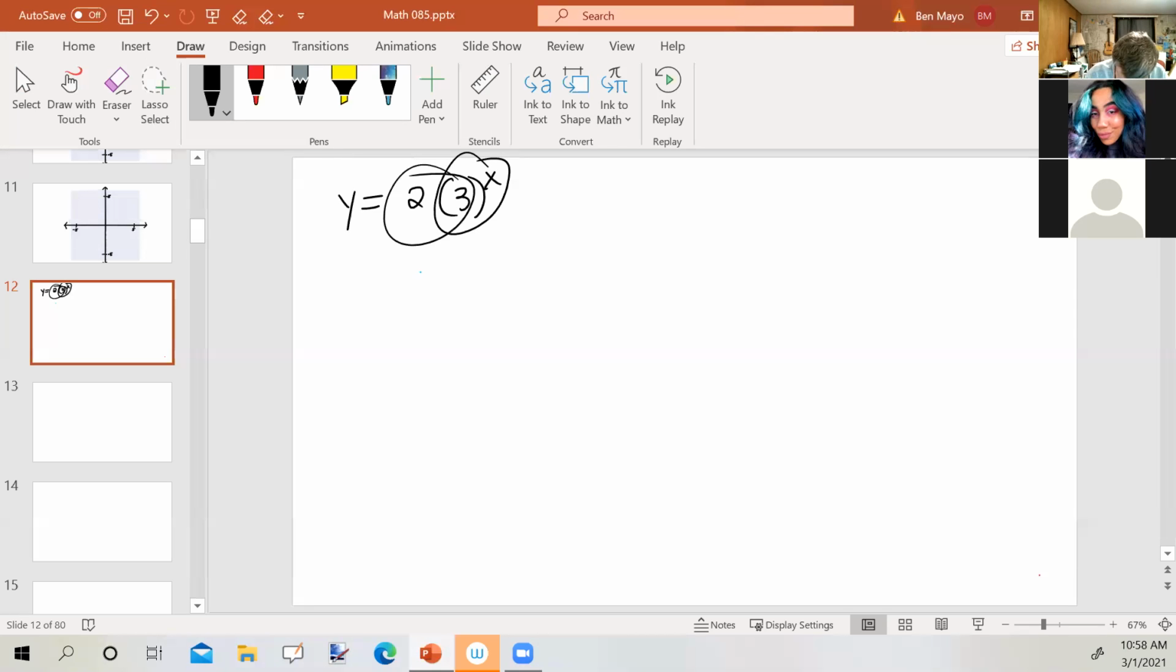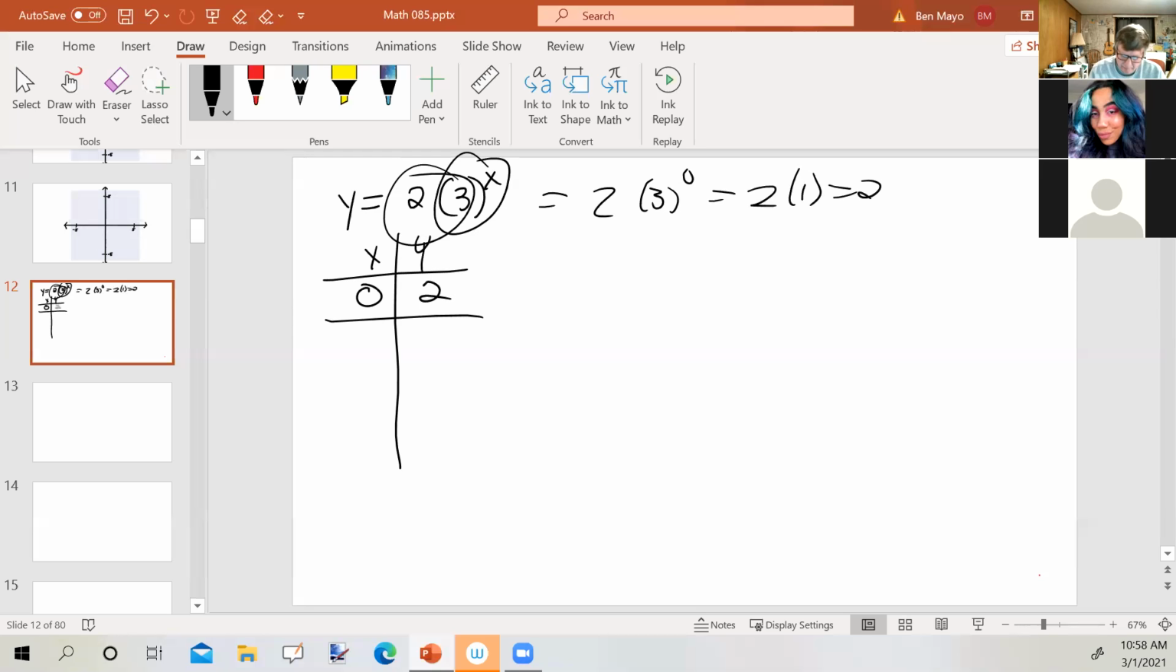So, for instance, where would the y-intercept be here? If x is 0, y would equal 2, wouldn't it? Because this would double whatever you got here. Does that make sense? Also, since the base is greater than 1, this thing is increasing, isn't it? So it's going to have a y-intercept of 2, and it's going to increase.